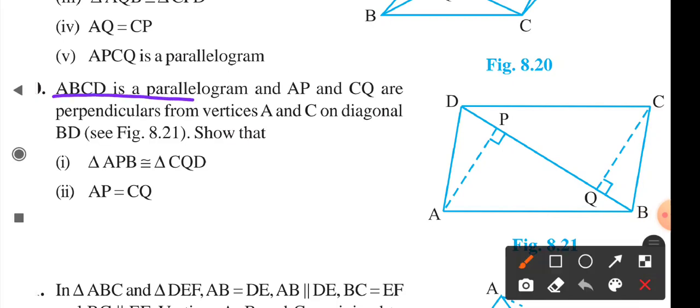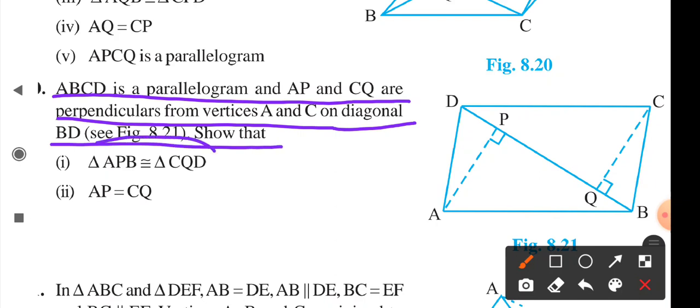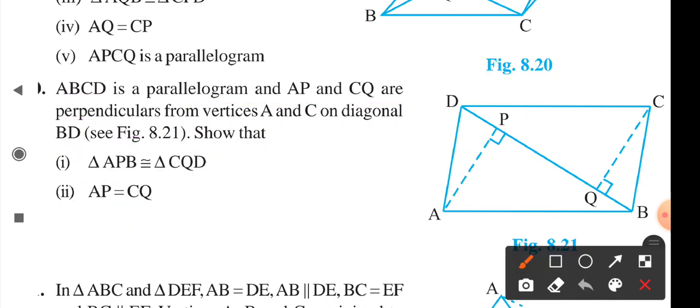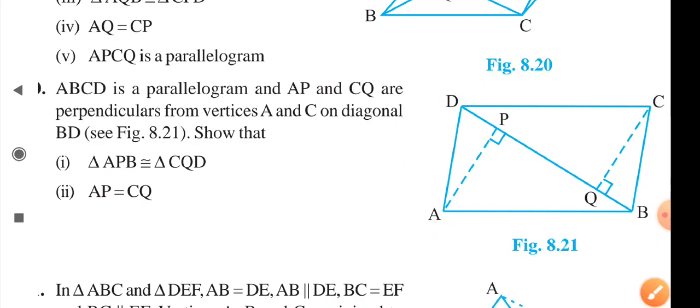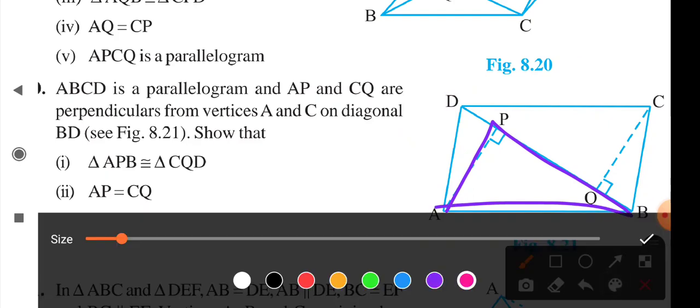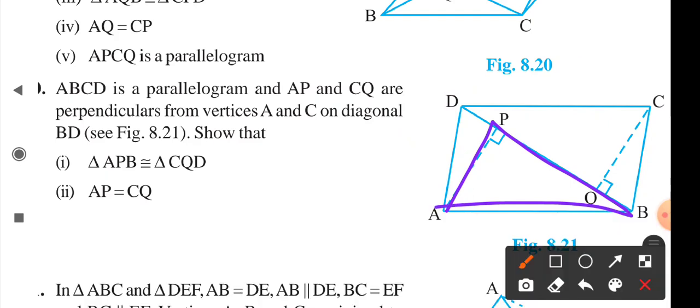See, ABCD is a parallelogram, and AP and CQ are the perpendiculars from vertices A and C on the diagonal BD. Show that triangle APB is congruent to triangle CQD and AP is equal to CQ. You can see in this figure that you have to prove the triangle APD, this one, and the triangle CQD, this upper one, the pink one and the violet one, these two triangles congruent.